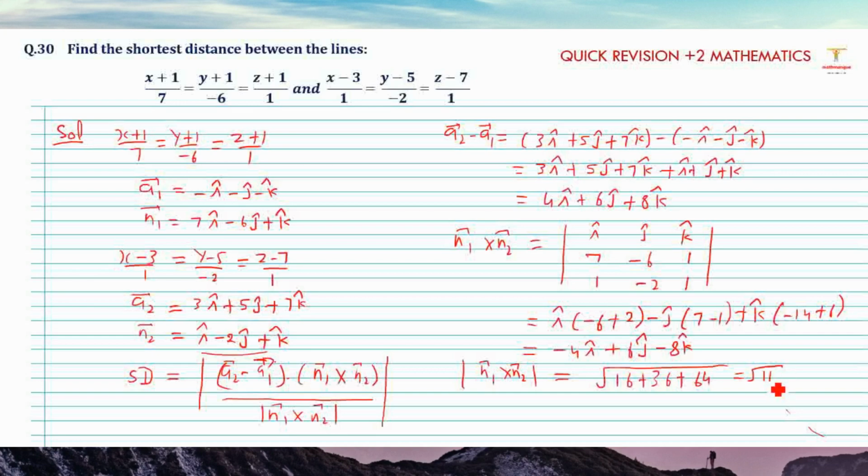You just check it out: 16, 36, 64, 6, 7, 10. Okay, 116 you will get here. Now you simply put all these values in this formula, so the shortest distance we can find.